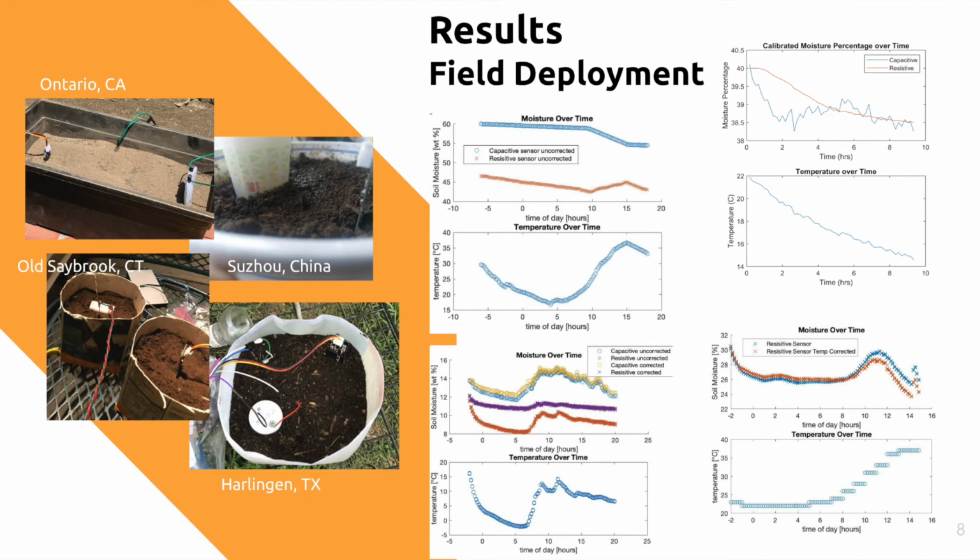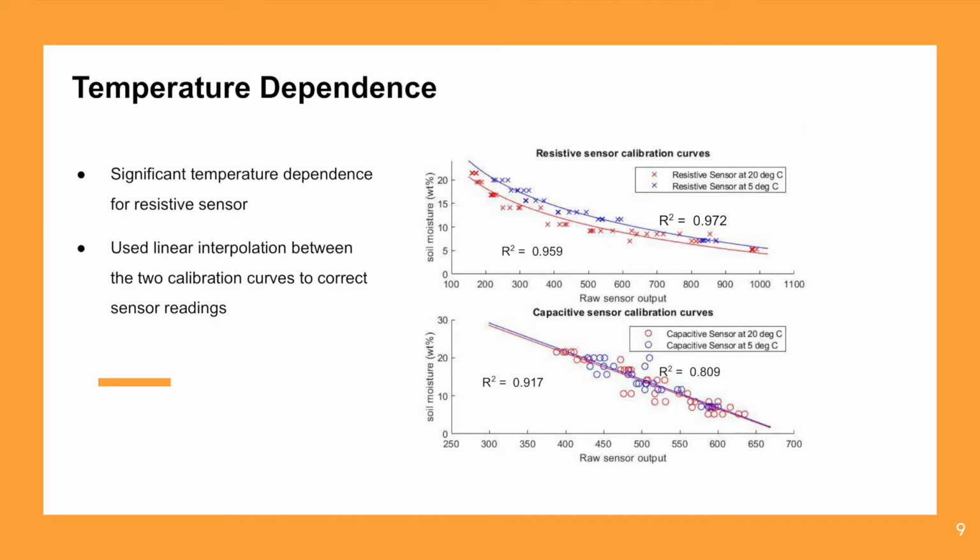However, we would expect the moisture level for all 4 deployments to be mostly decreasing, which is not what we see. Furthermore, the sensors in all 4 deployments seem to show some correlation with temperature. To investigate this, we analyzed temperature dependency of the sensors and also looked for possibility of interference between the two sensors. In order to characterize the temperature dependence, we developed calibration curves at 5 and 20 degrees Celsius for both the capacitive and resistive sensors.